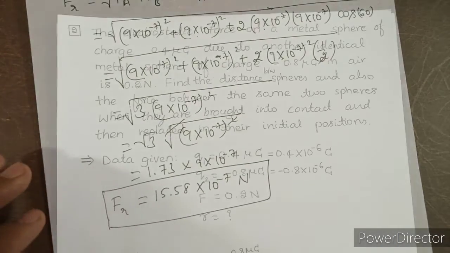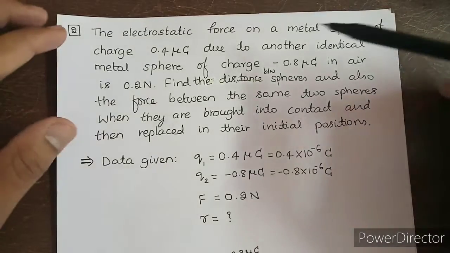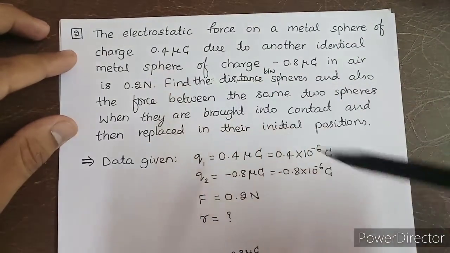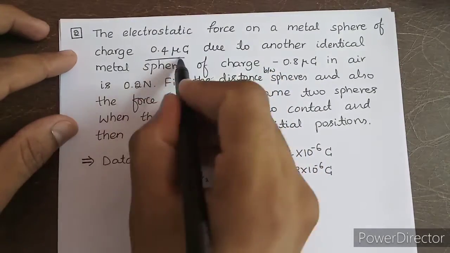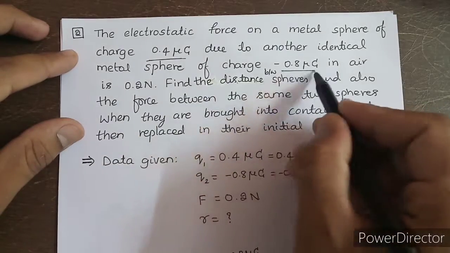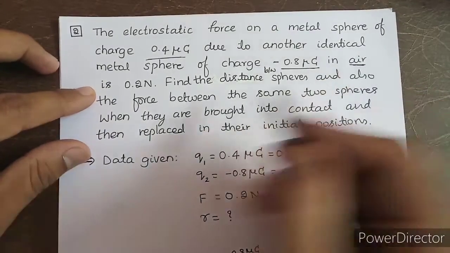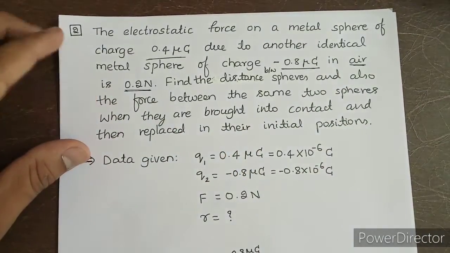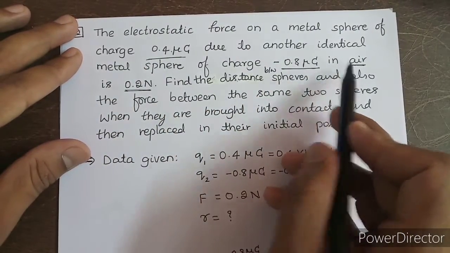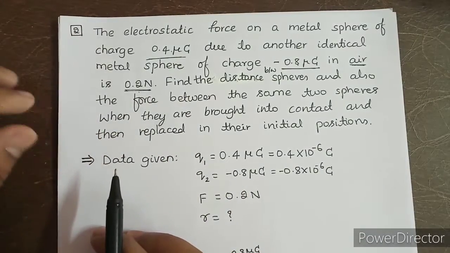Thank you. Students, we have the second question here. So let's start this. The electrostatic force on a metal sphere of charge 0.4 microcoulomb due to another identical metal sphere of charge minus 0.8 microcoulomb, in air, is 0.2 Newton. That means the force between this charge and this charge separated in air is this much, but what is the distance between them? That they have not given. That is what we have to find.